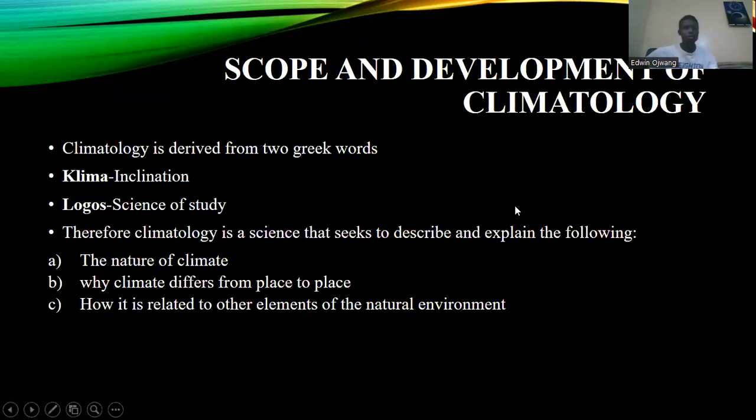Now let's look at the scope and development of climatology. So what is climatology? Climatology is derived from two Greek words: clima, which means inclination, and logos, which means the science of study. Therefore, climatology is a science that seeks to describe and explain three components. It explains the nature of climate. It explains why climate differs from place to place. It also explains how climate is related to other elements of the natural environment.